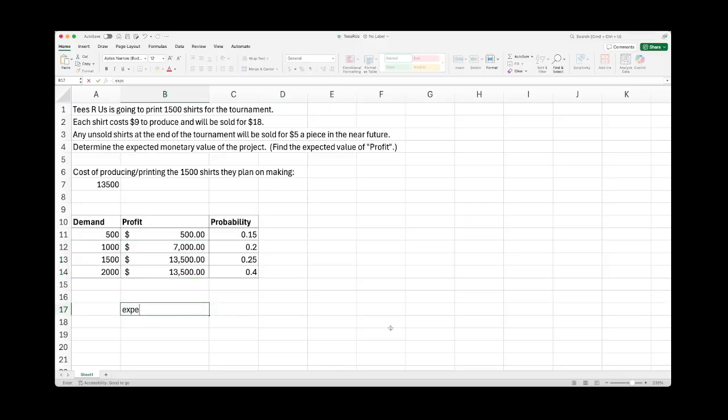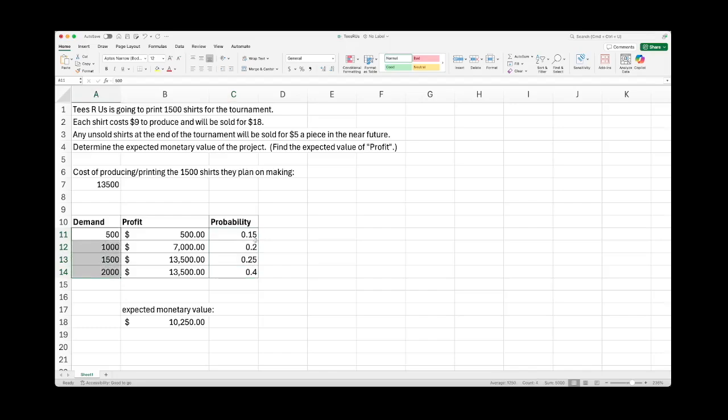So now, if we want to find our expected value, or our expected monetary value, we would take 500 times its probability, plus 7,000 times its probability, and so on. Or we could use this sum product formula and highlight our profits and our probabilities. And this will give us $10,250.